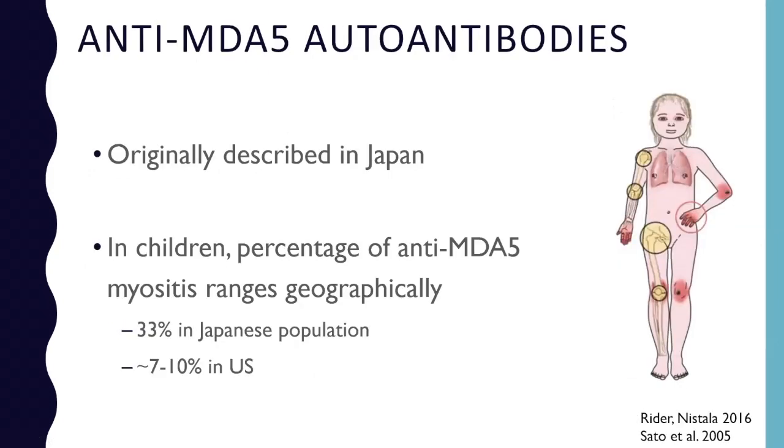The third subgroup is called anti-MDA5 autoantibodies. It was actually originally described in Japan and then found elsewhere in the world globally. And in children, as I stated before, the percentage of this autoantibody varies geographically. So in the Japanese population, in kids, it's about 33% that have these autoantibodies, whereas only 7 to 10% in the US and other European countries.